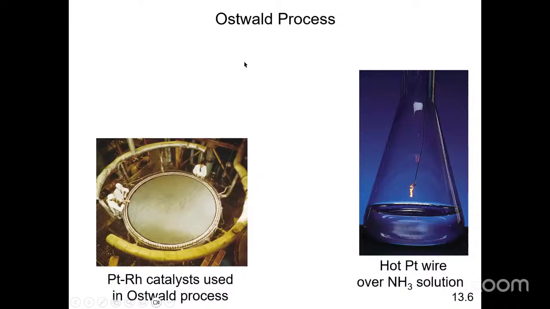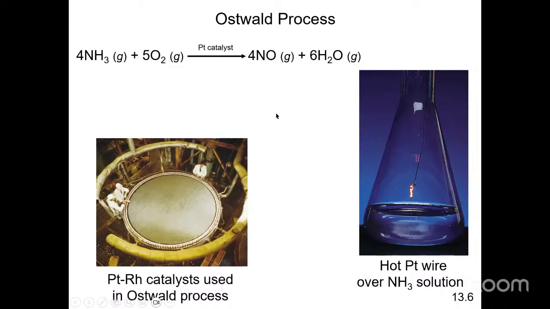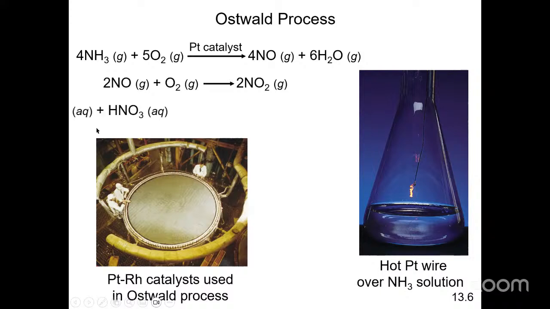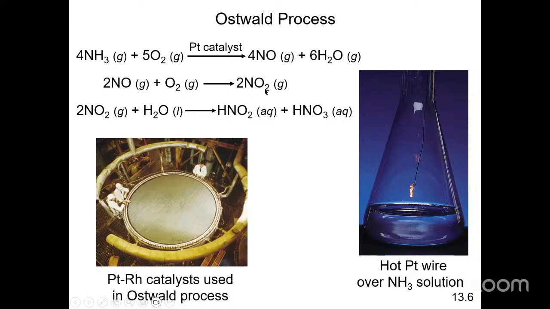Okay, the other process here is the Ostwald process. And again, this guy was doing some research and he came up with this platinum catalyst, which will catalyze the combustion of ammonia to form NO. And then the NO will be oxidized to form NO2, and then the NO2 will be added to water to form 2 acids actually, nitrous and nitric acid, right? And basically that's how these acids are made industrially.